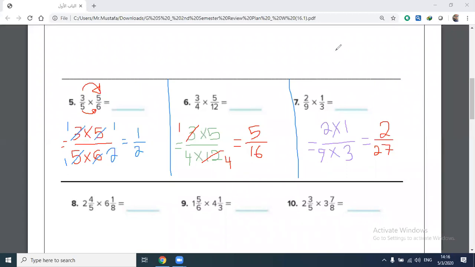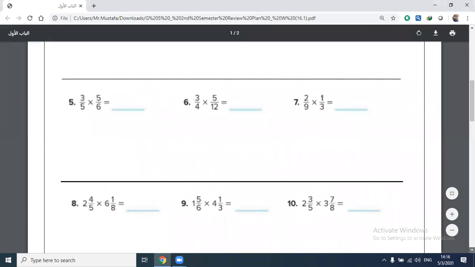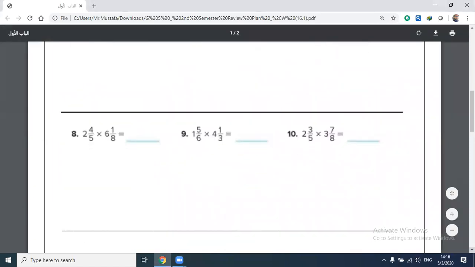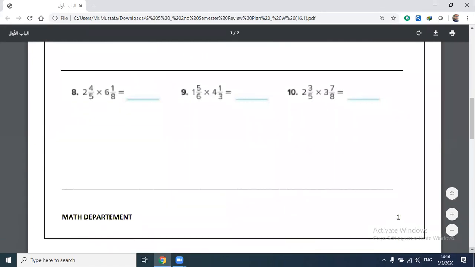Okay. Now I'm going for the next and last part: how to multiply a mixed number by a mixed number. This will take some time.